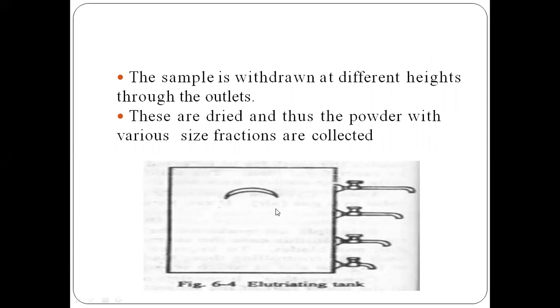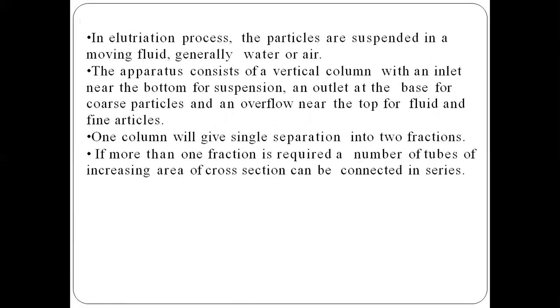According to the particle size and the density, the particles get settled down, and we can collect the different sizes of particles at these different levels. Samples are withdrawn at different heights through these outlets and dried, and thus the powder with various size fractions can be collected here. So this is the elutriation process.